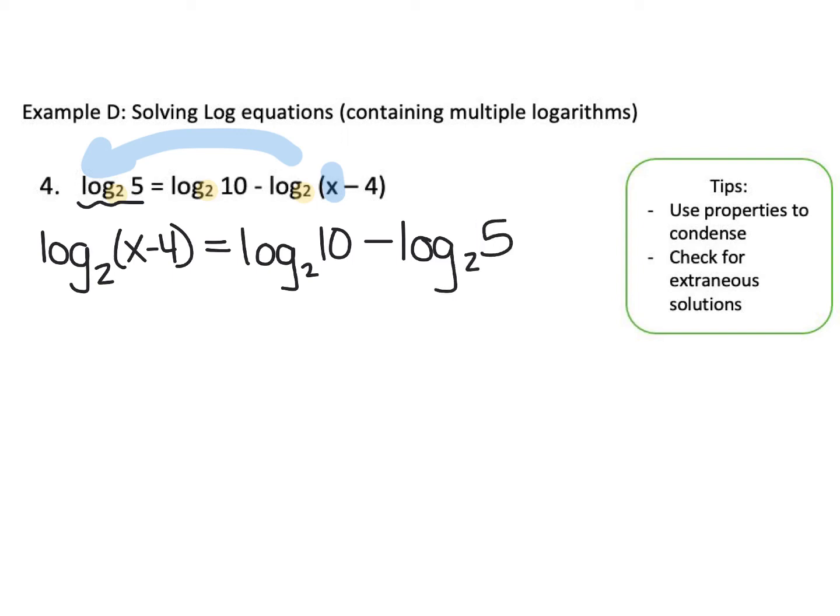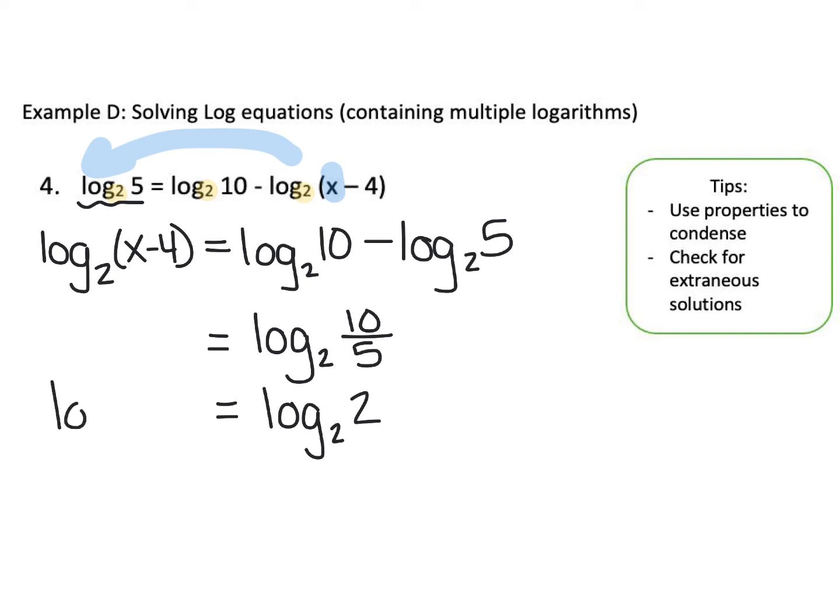Okay, so on the right side, like bases, and they're held by subtraction, so I'm going to condense the right side using my rules for logs with like bases. So it's subtraction, that means the argument would be division, 10 divided by 5, which is 2, right? So I have log base 2 of 2, and on the left I still have log base 2 of x minus 4.